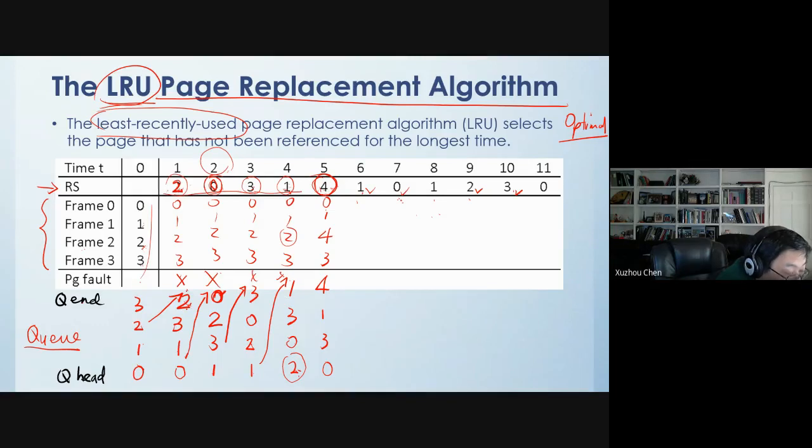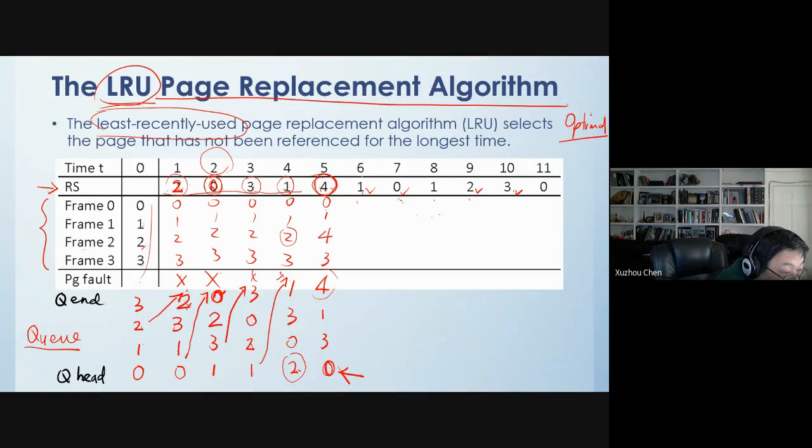Okay, so the bottom line is the page at the head is the least recently used. And the page at the tail was most recently used. So 4 was most recently used. So that's why every time we have a page replacement, we always replace the one at the head.